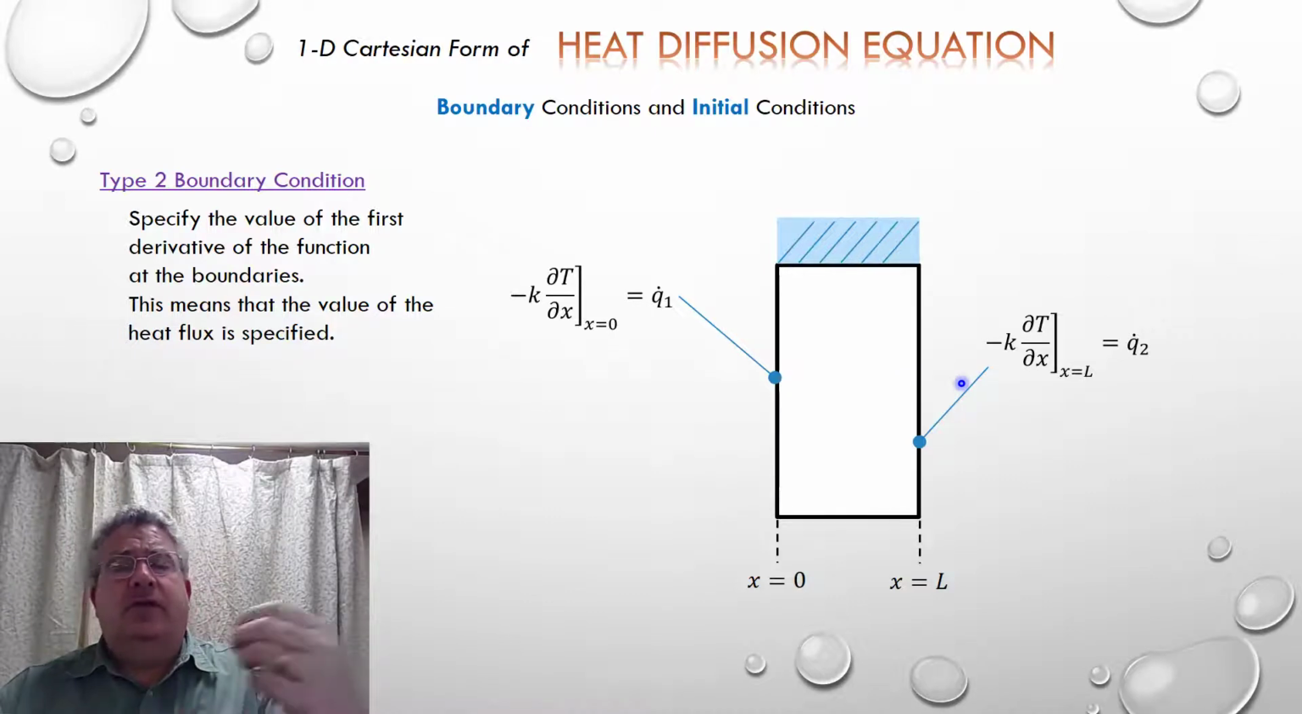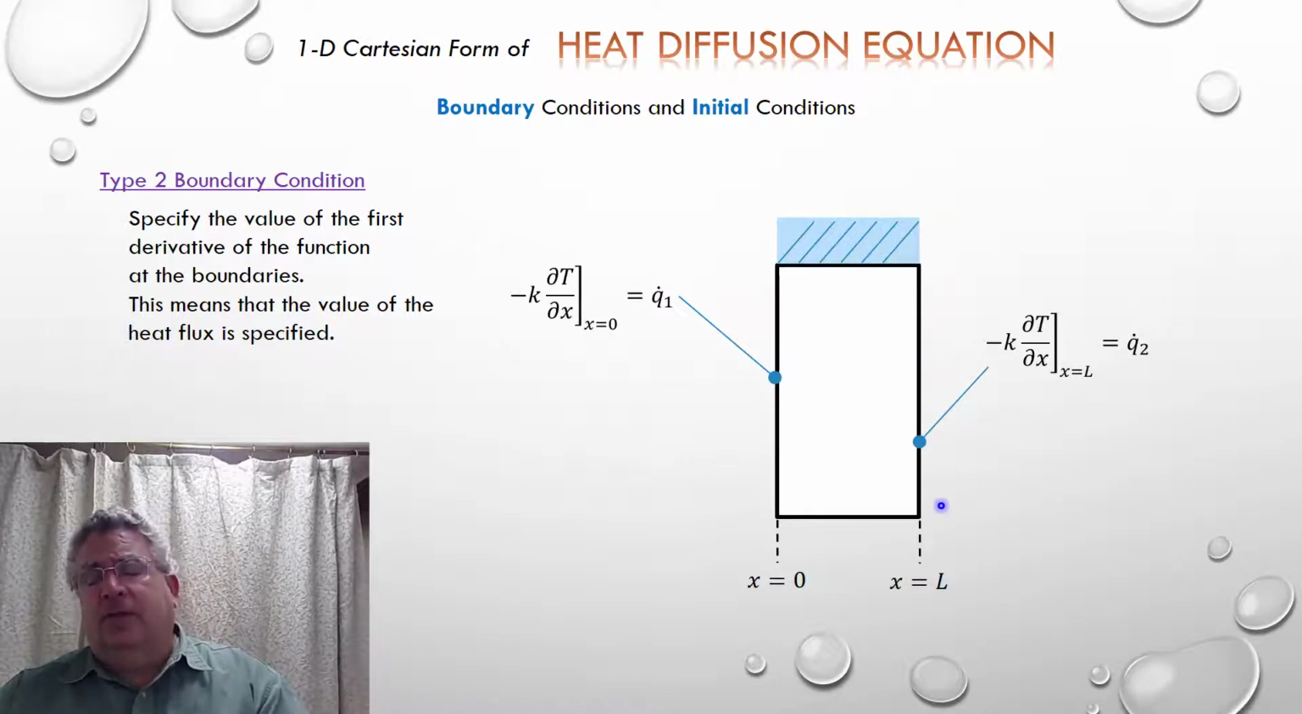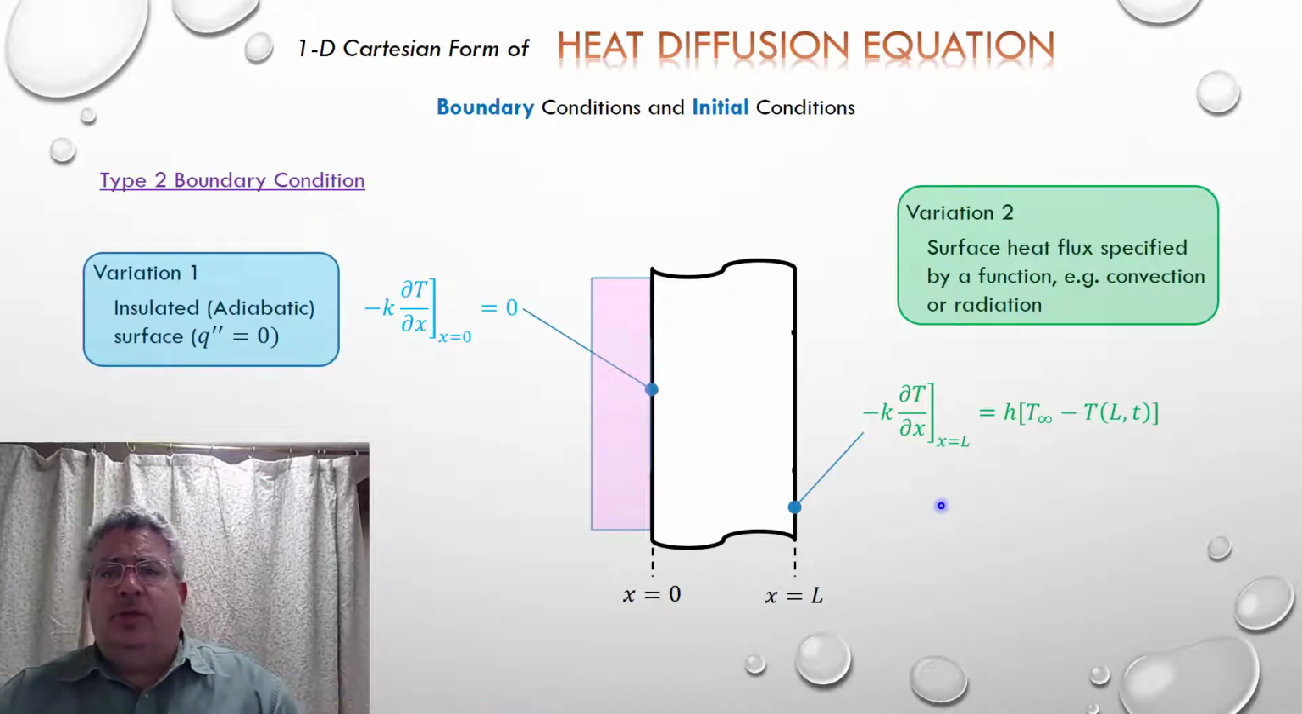So there's another set of boundary conditions. And of course, we can mix these boundary conditions. I could say that this wall is a constant temperature, and this wall has a heat flux on it. So these are things that we'll be looking at when we look at actual problems. So now, we're still in the type 2 boundary condition, but there's some variations that we can look at.